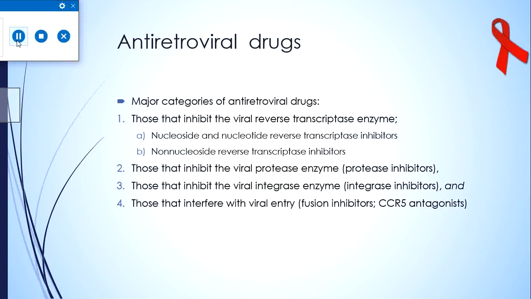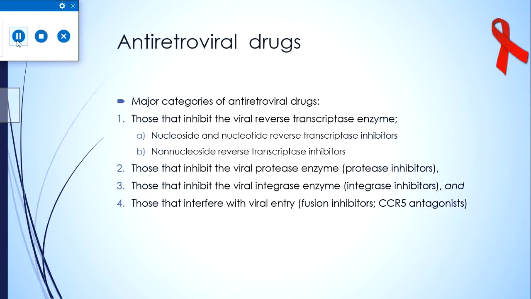The third category are those that inhibit the viral integrase enzyme, which helps integration of the provirus, the DNA copy of the viral genome, into the host genome, so that it cannot transcribe and becomes useless. And the fourth category are those drugs that interfere with viral entry into the target cell. These are usually fusion inhibitors or CCR5 antagonists.